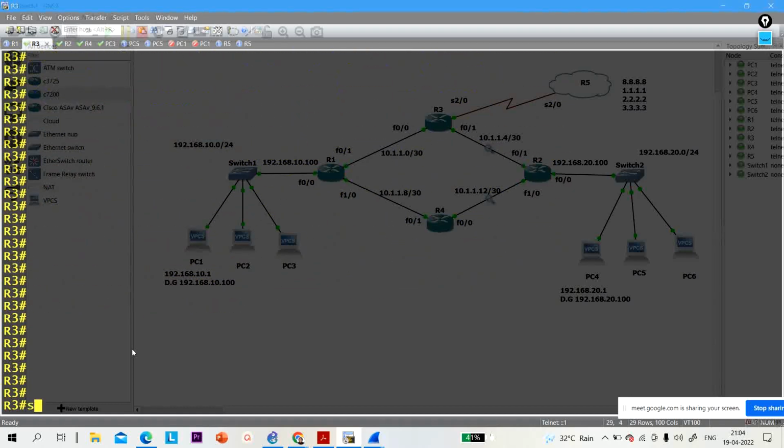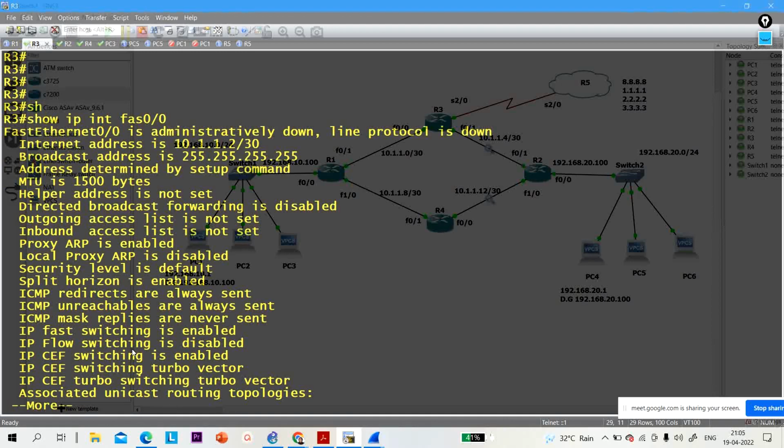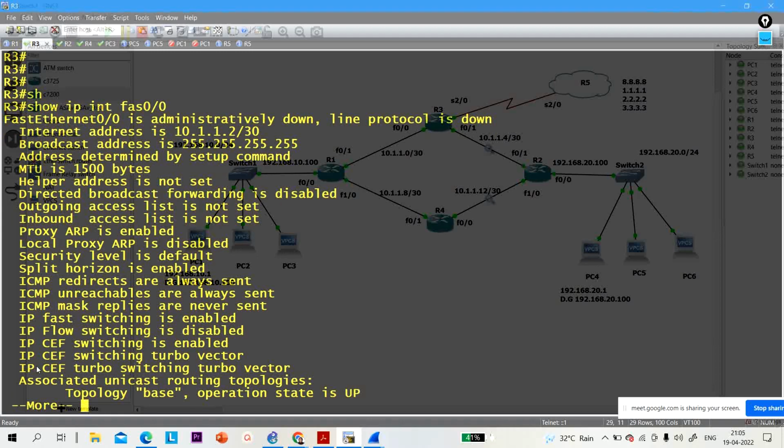Show IP interface FastEthernet 0/0, suppose. See, proxy ARP is enabled. That's the reason why a LAN user is able to communicate with another LAN user by using the exit interface. But if someone disables proxy ARP, a LAN user will never communicate with another LAN user. Many times an interviewer can ask this question.